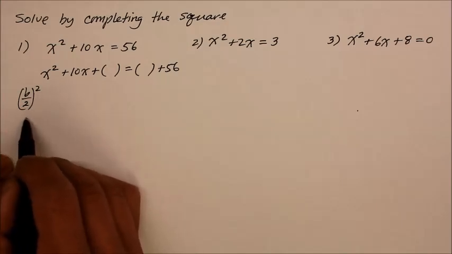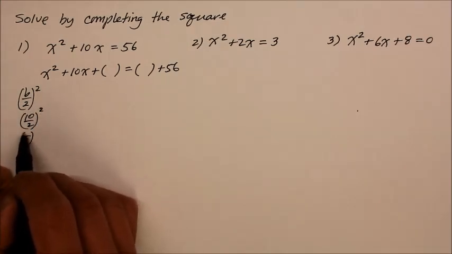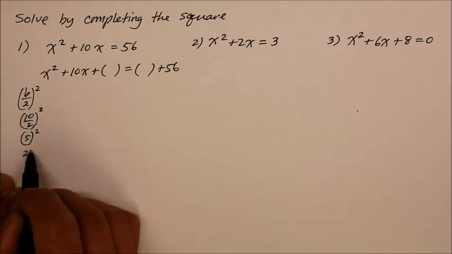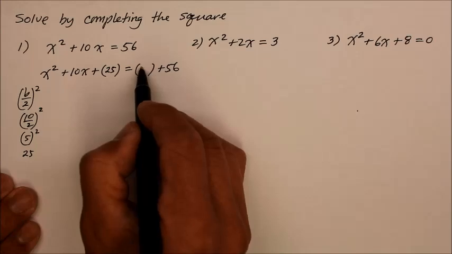So in this case, the b is the 10. Take half of that, that's 5. And 5 squared is, of course, 25, and that's what you're going to put over here. And whatever you do to the left side of the equation, you're going to do it to the right side.